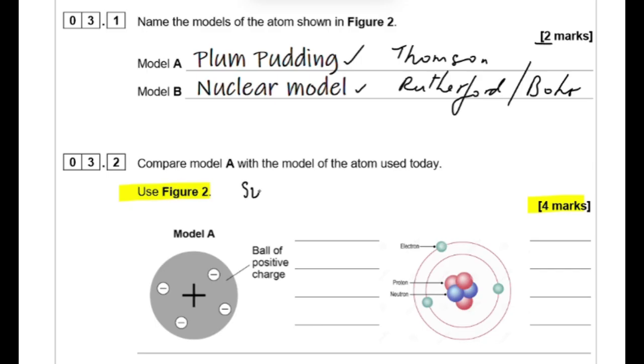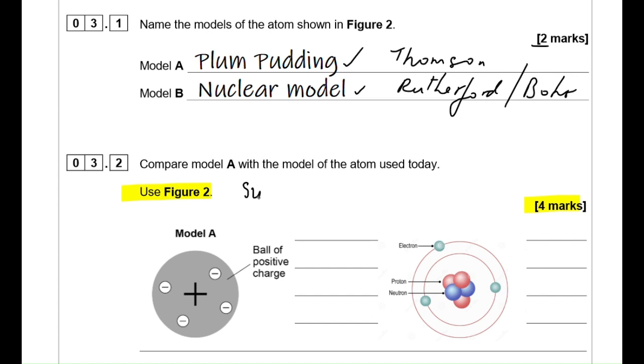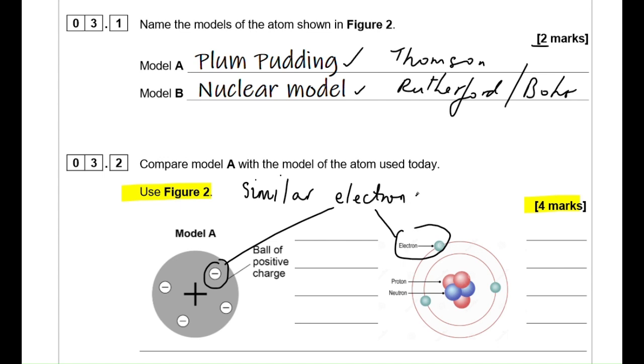So I've clipped the model A from the previous part, and I've just copied here from the internet a picture of the modern atom. And let's have a look at the similarities. There are mainly 2 similarities. Both models contain electrons, they're negative charges. And both models have no overall charge either.